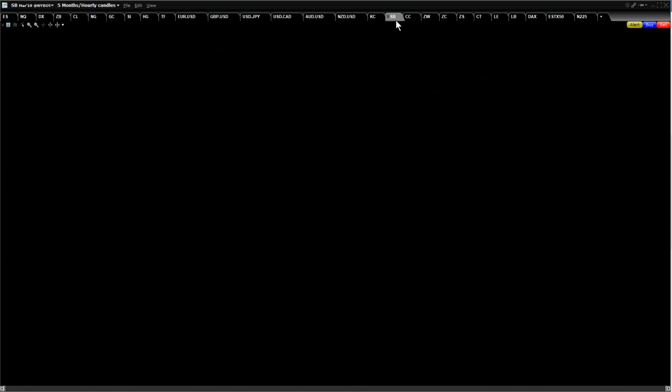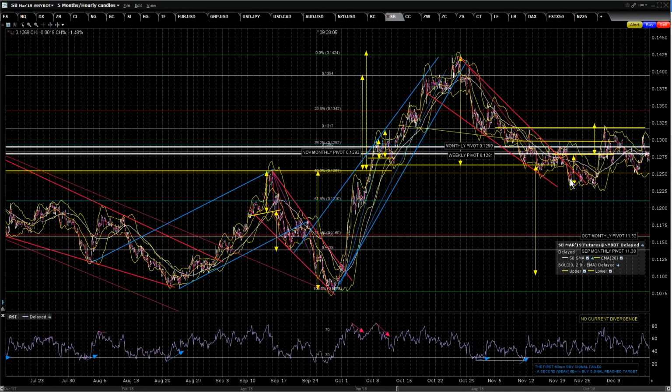SB, I've got a possible IHS here, no, that's looking rather stretched now. The longer it hangs around here and the longer it spends under weekly pivot and monthly pivot, the more likely it is this low will be retested. Liking the long side better, our lean is long.